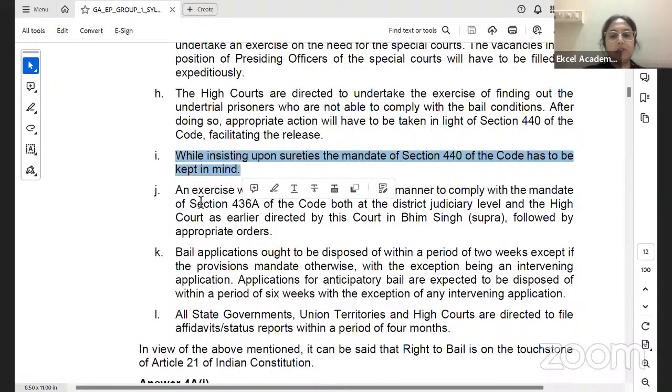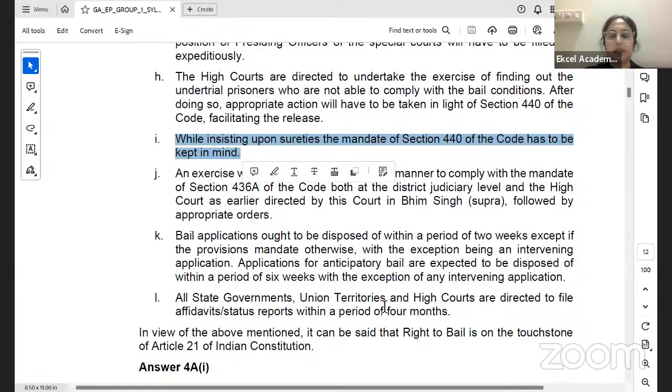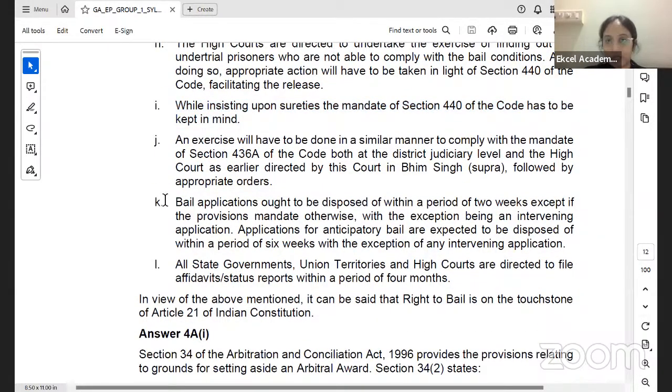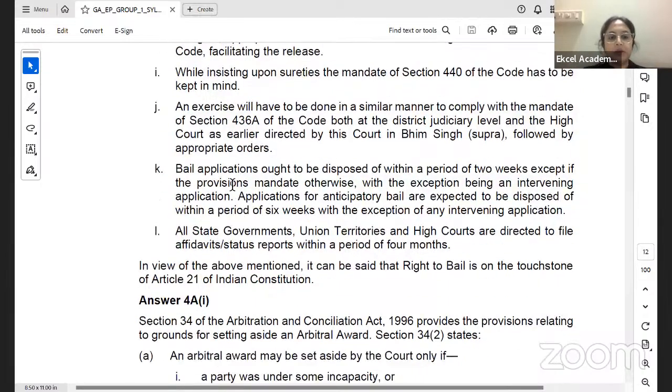Then while insisting upon sureties, the mandate of section 440 has to be kept in mind. So what 440 says is, before insisting that this many number of sureties should come, or this much amount of deposit you have to deposit, all these things, before telling all these things, you have to consider section 440.